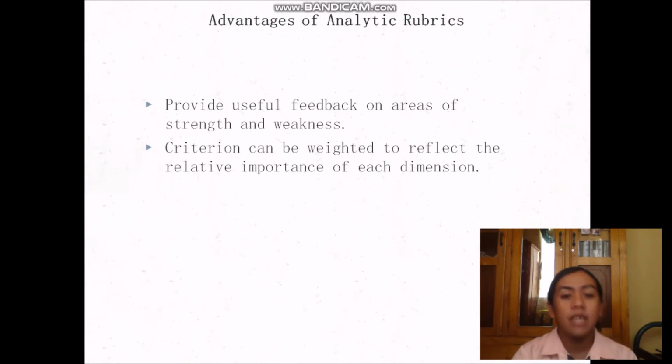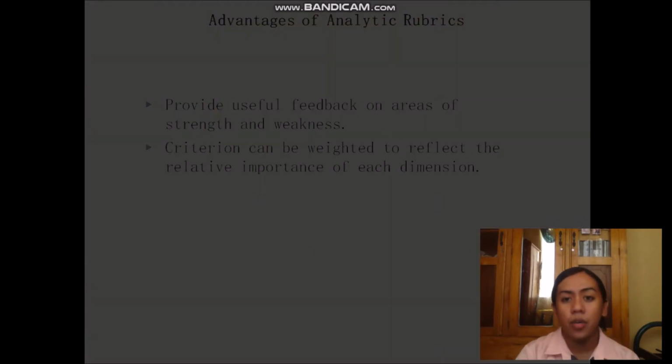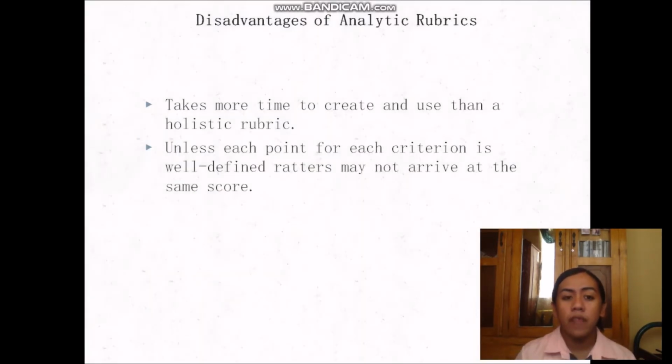So what are the disadvantages of the analytic rubric? The disadvantages are it takes more time to create and use than a holistic rubric. Unless each point of each criterion is well defined, raters may not arrive at the same score.